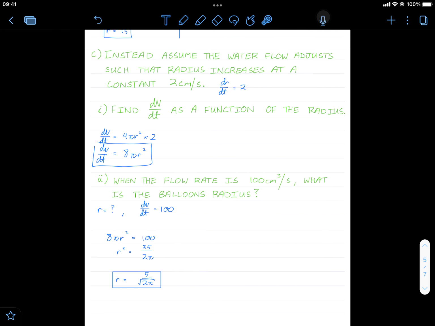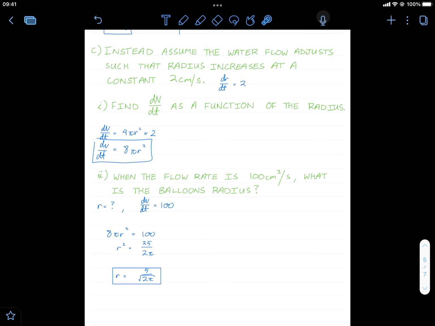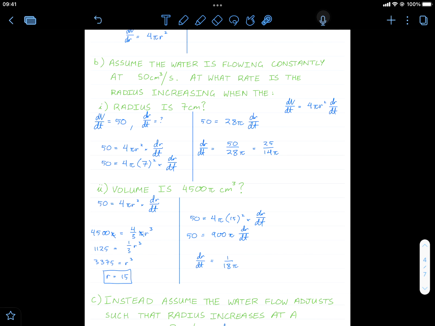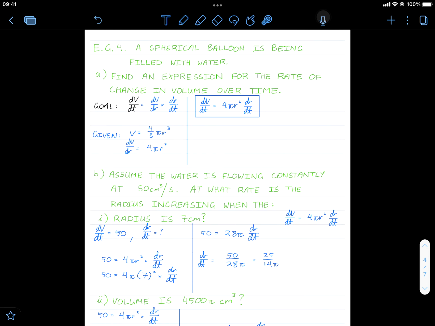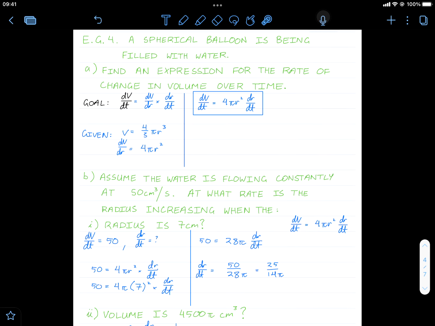So I hope that gave you an insight into the various ways in which the questions can be changed and asked, but hopefully you're beginning to see the language in each of the questions and what it refers to in the actual algebra itself.